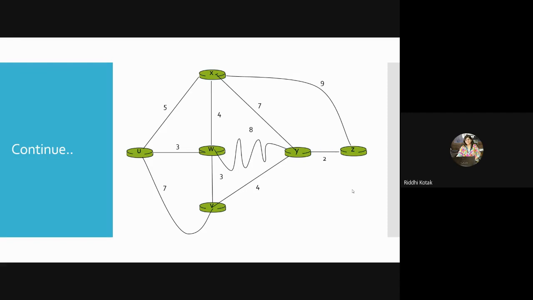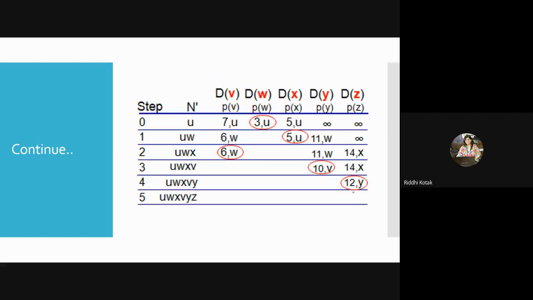So update the same in your table: for Z node, 12 comma Y. And now that is in the Z column, so add it in the end dash. And if you check the set of end dash, all the nodes from the given graph are visited. That means you have found the shortest path. So complete this table if it remains at your end, and this is how you have to solve this example.